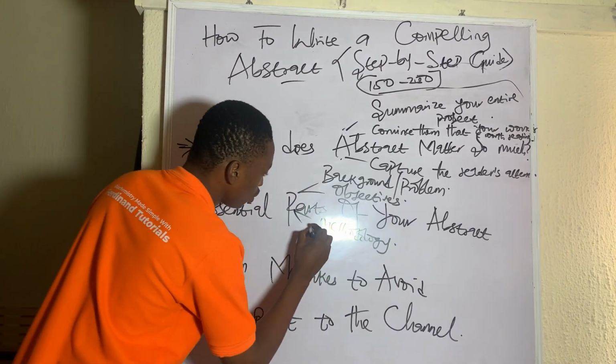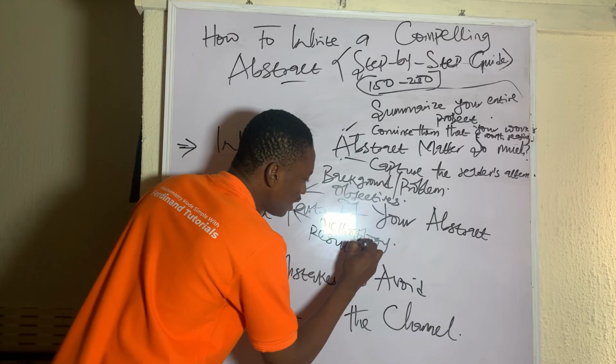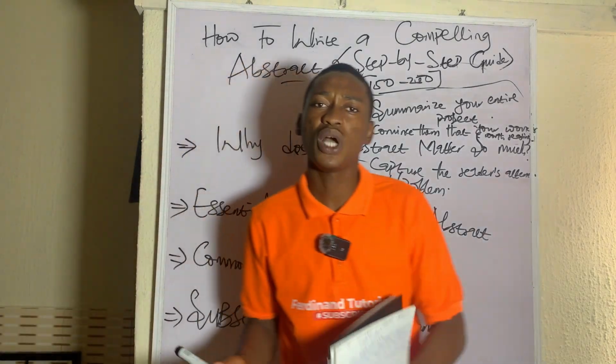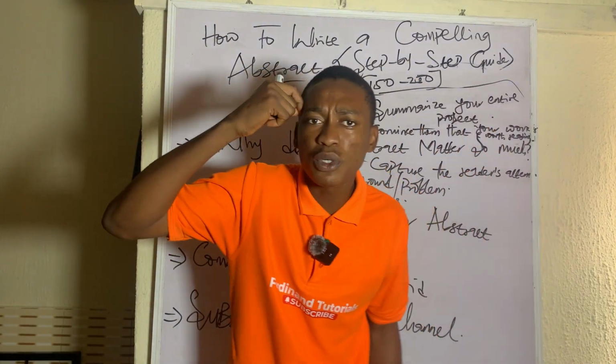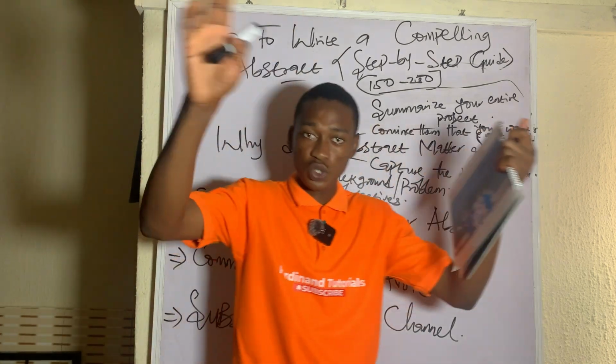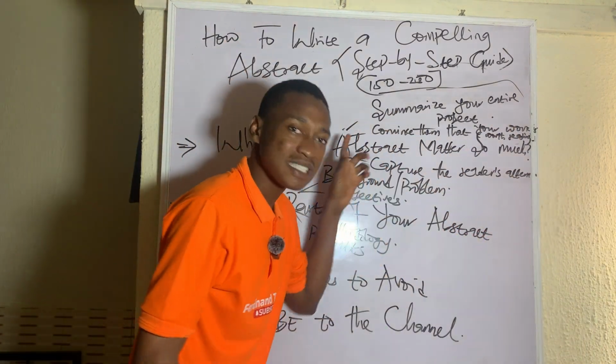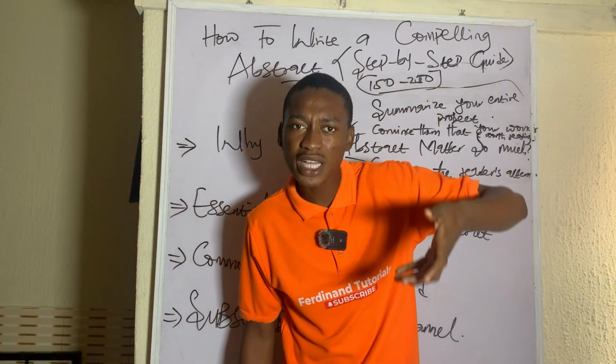Now, the next thing is your results. Don't go and tell us every result you have in your work. No, tell us the most important result. Remember, every result is already in your paper, but this is an abstract. What we need is the most important result.